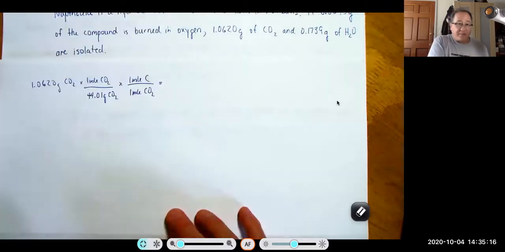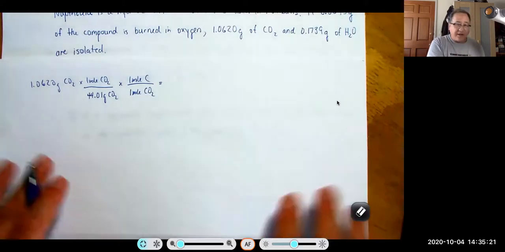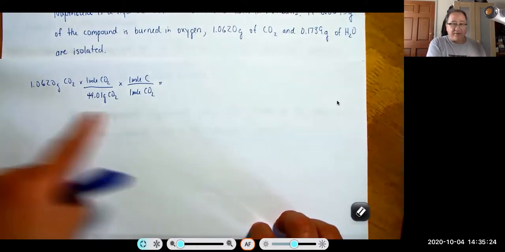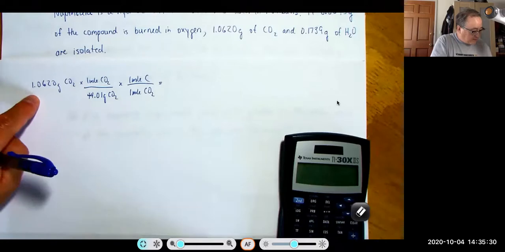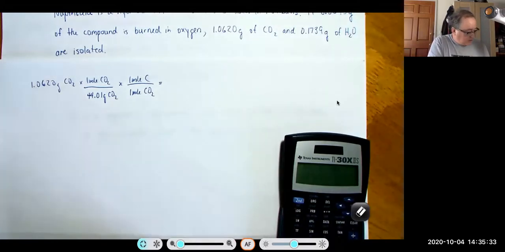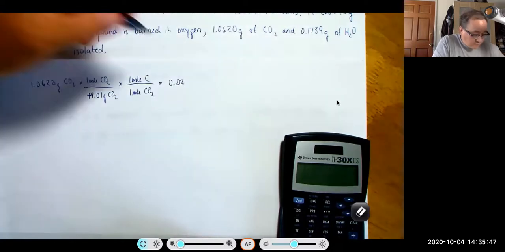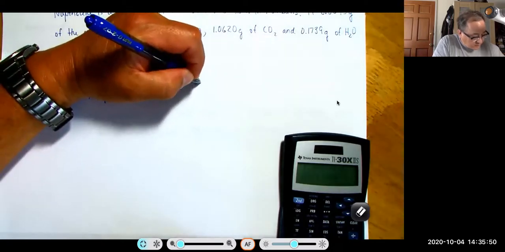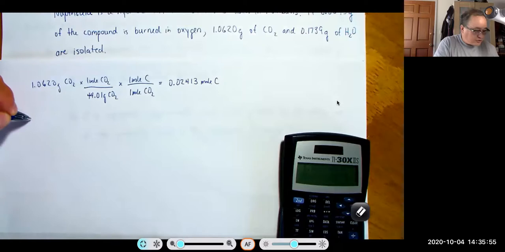Now, if you really wanted to practice this, you would be pausing this video, doing this work, and then you would pop this up and look and see what I was doing. Okay, so I'm going to estimate again. This will be about 0.02 something. 1.062 divided by 44.01, and we get 0.02413 mole of carbon. So I'm not going to carry an extra significant figure. For these problems, you usually don't need to.